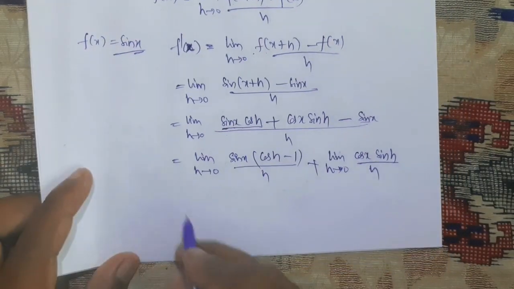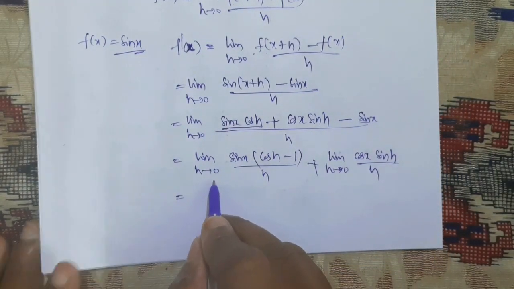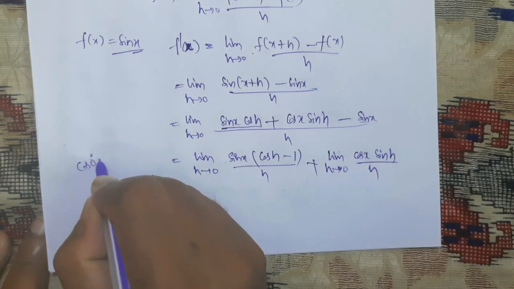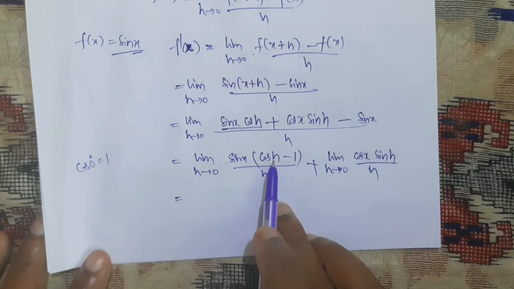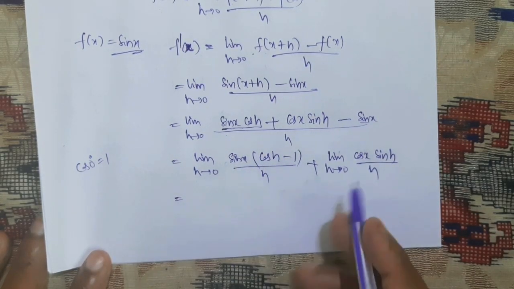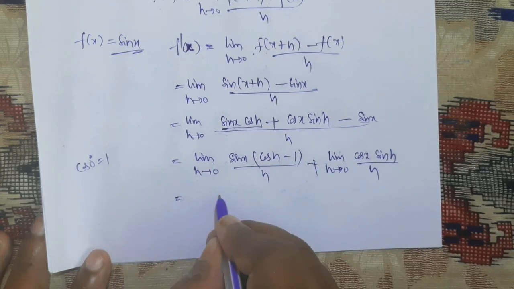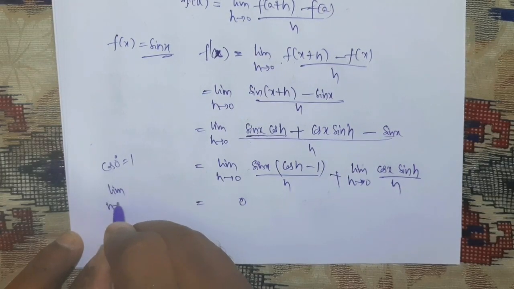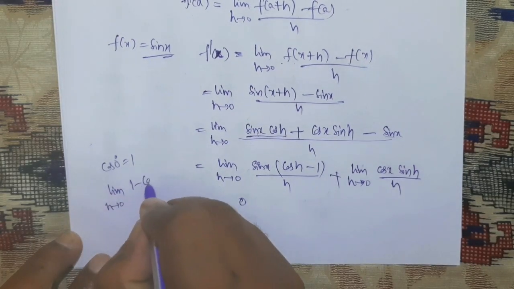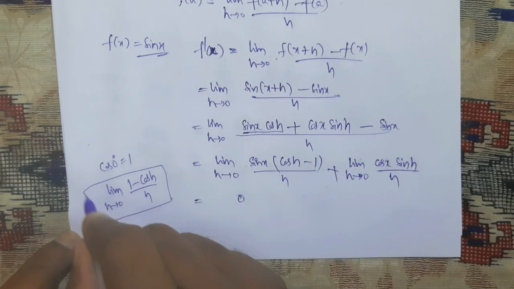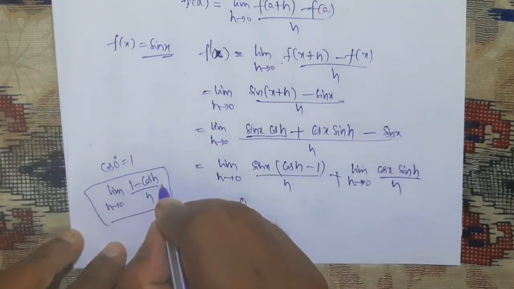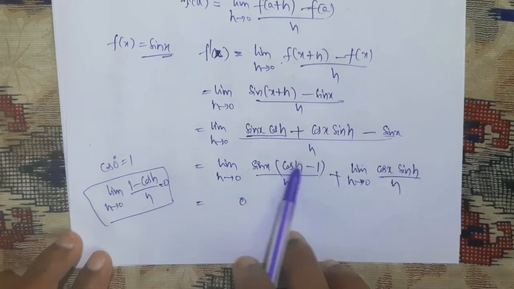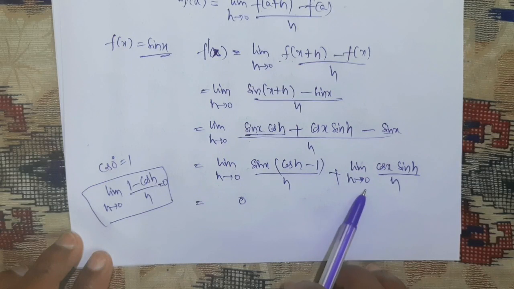If you observe, as limit h tends to 0, if I substitute h value as 0, what is cos 0? Cos 0 degrees is equal to 1, so 1 minus 1 is 0, and 0 into anything is 0. That means this total function will become 0. And another shortcut that you need to remember: as limit h tends to 0, 1 minus cos h by h or cos h minus 1 by h, this value is equal to 0. Otherwise, if you substitute h value 0, then also it will become 0.